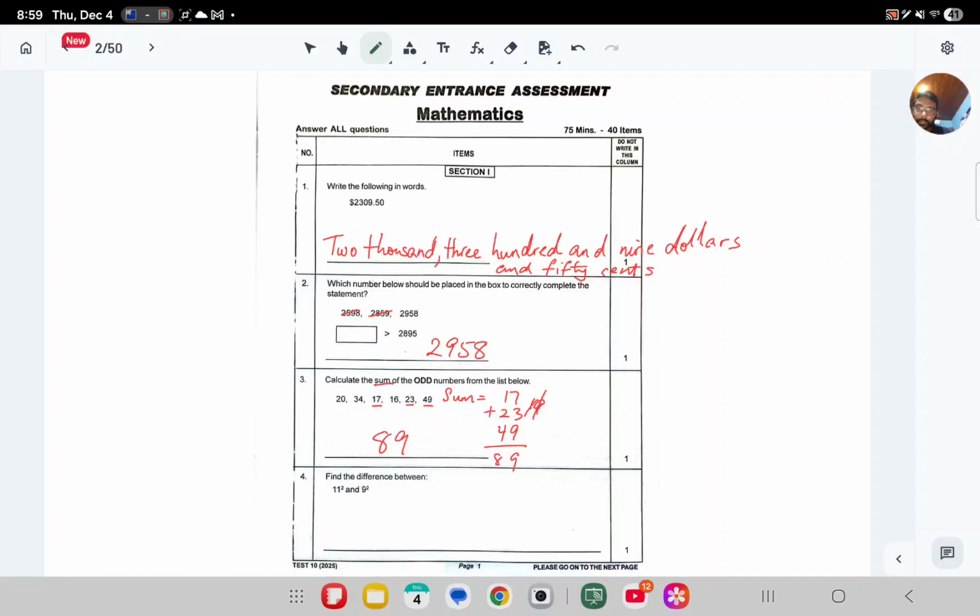Number 4, find the difference between 11 squared and 9 squared. Before we can do this, we need to find out what 11 squared is. 11 squared is 11 by 11, which is equal to 121. Then 9 squared is 9 by 9, which is equal to 81. They said find the difference. Difference means to subtract. So the difference is 121 take away 81, and that will give us 40.